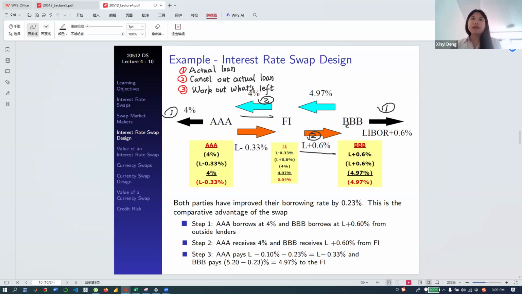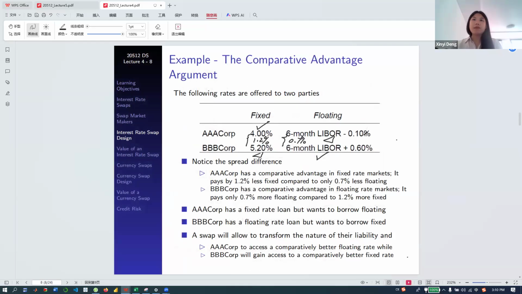And the third step is that we work out what's left. By working out what's left, I mean that you are going to split the gains, right? So you are going to split the gains after commission for AAA and BBB. Remember that AAA actually desired the floating rate, right? They desire this 6 months LIBOR minus 0.1%.